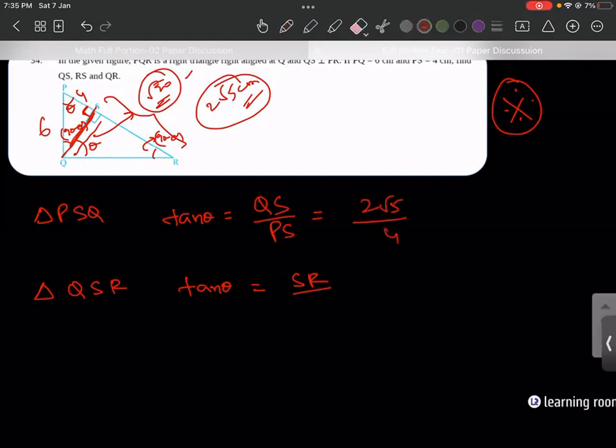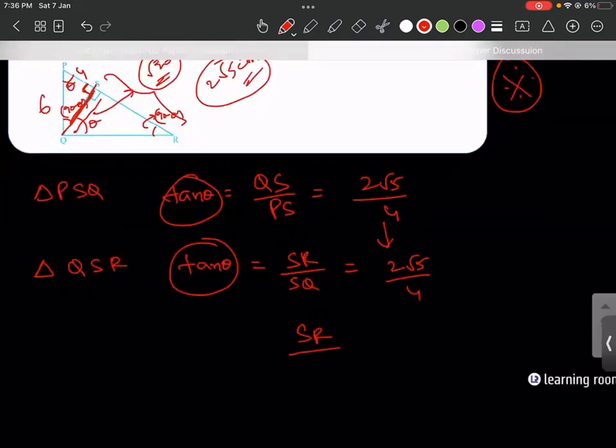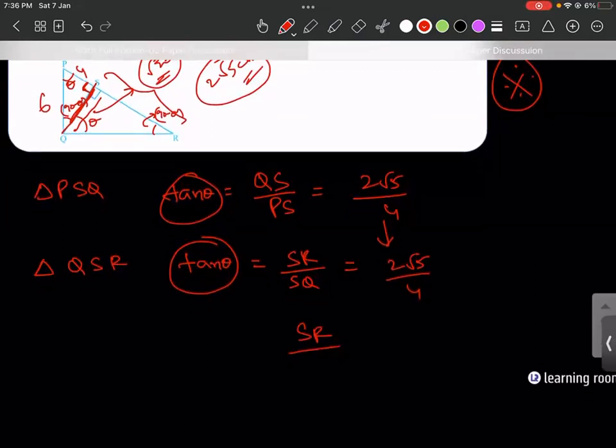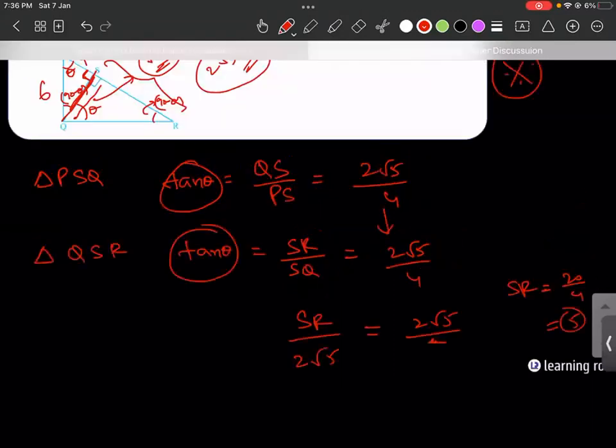What about tan theta from the bigger triangle, that is QSR? SR by SQ. SR is what we need to find. So can I say this tan theta and this tan theta are the same? So I'll plug in this value here, 2 root 5 by 4. SR we need to find out. What is the value of SQ? SQ is 2 root 5. Is equal to 2 root 5 by 4. So SR equal to 20 by 4, SR equal to 5. So this length is 5 centimeter.